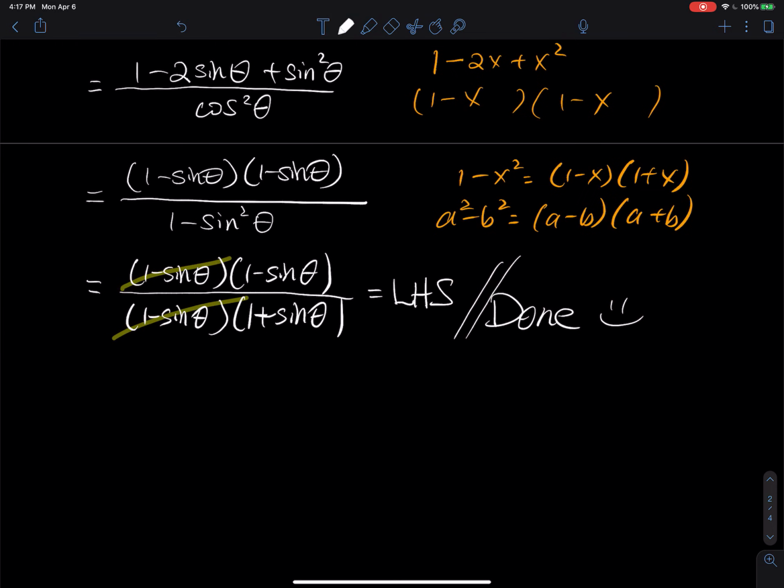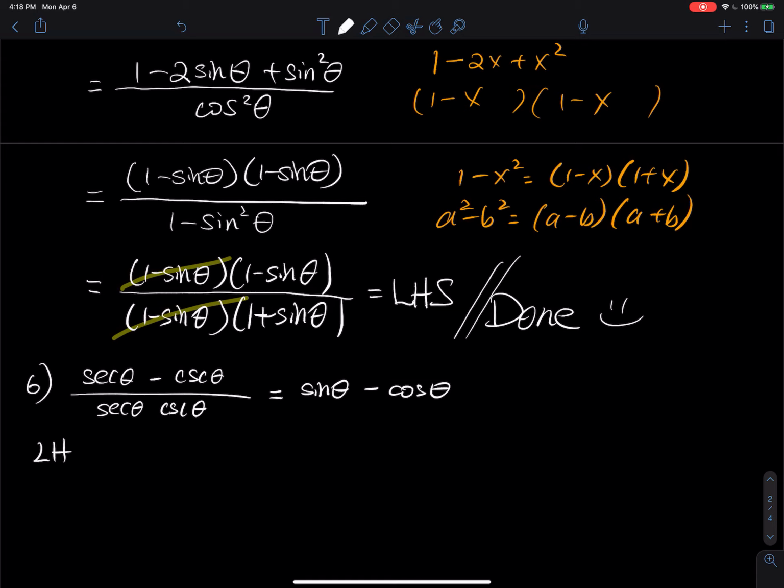6. We have secant theta minus cosecant theta divided by secant theta times cosecant theta equals sine theta minus cosine theta. Okay, which side? Of course, the left-hand side. So we have secant theta minus, don't be lazy, copy the side. Doesn't matter how long it is, copy it.